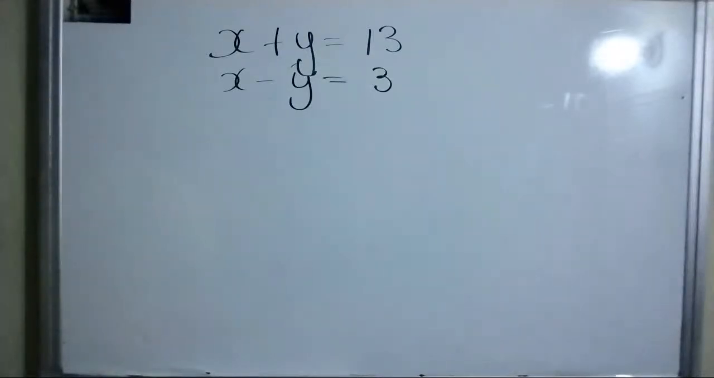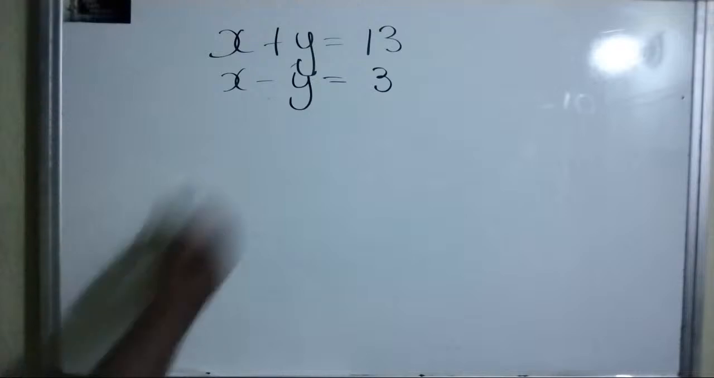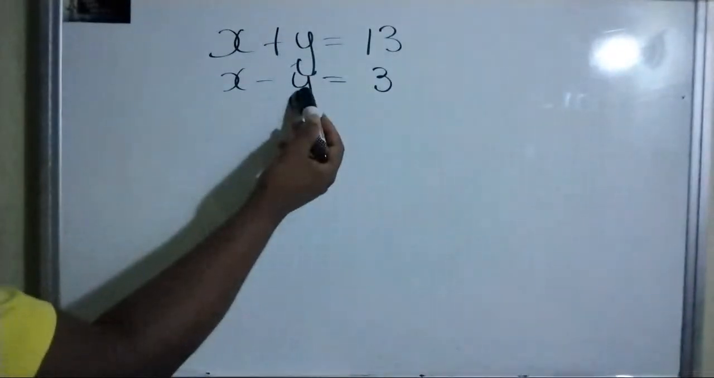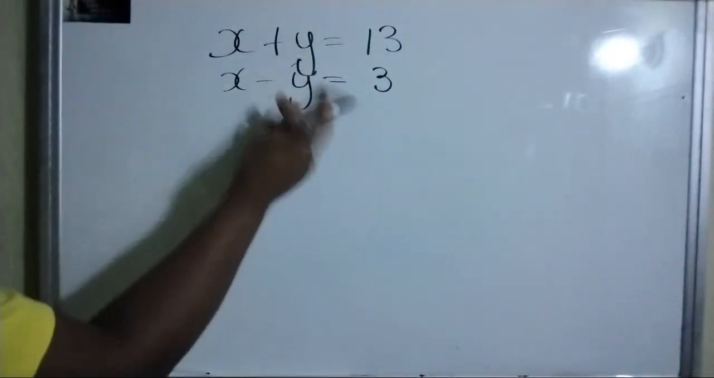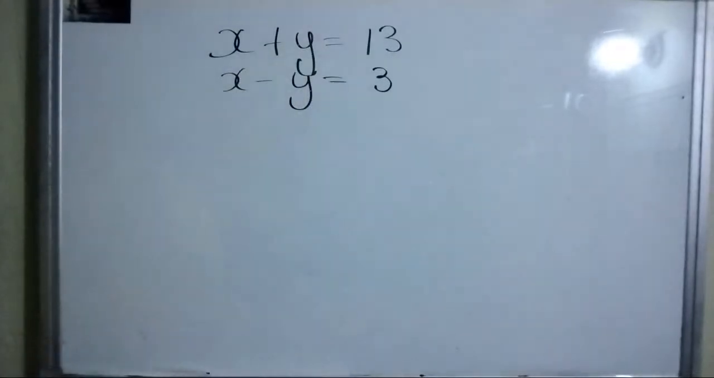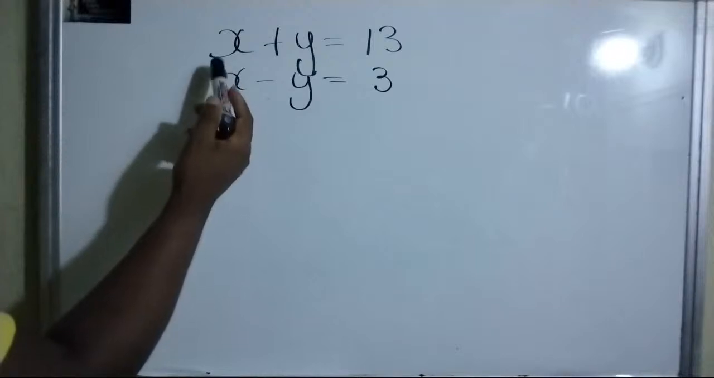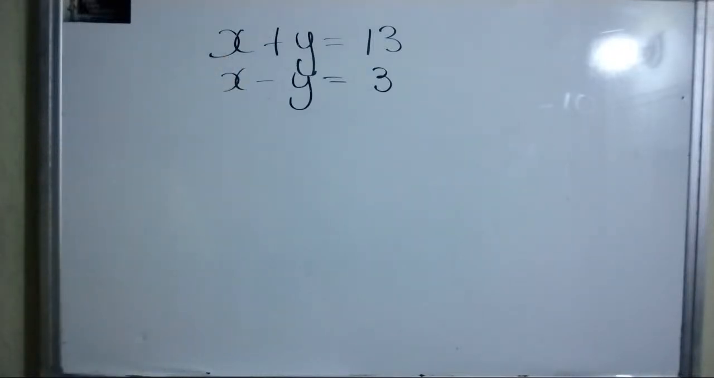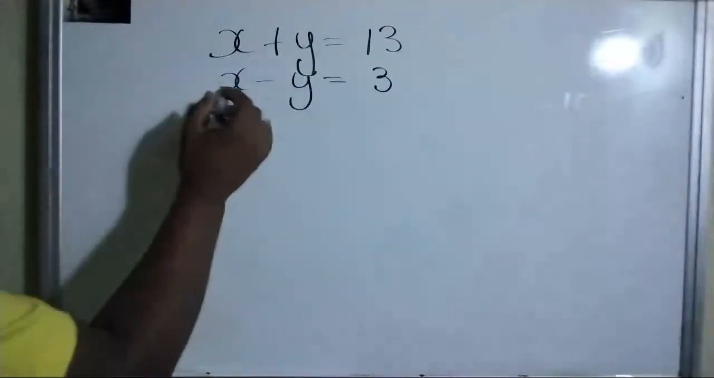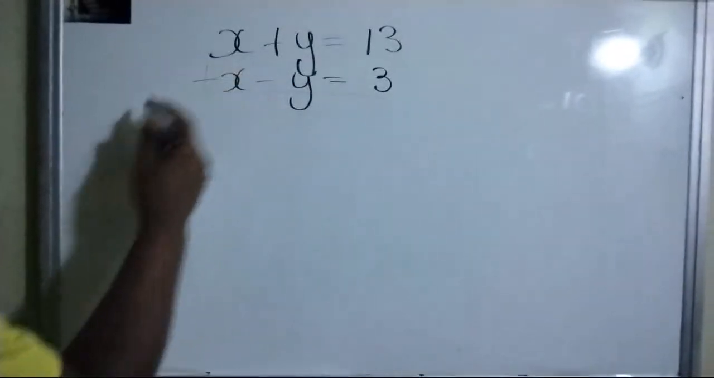So now it's the same procedure, right? Because the signs are different and the coefficient is the same, we can add. We could choose to subtract and eliminate x, but this is much easier. So we're gonna add.